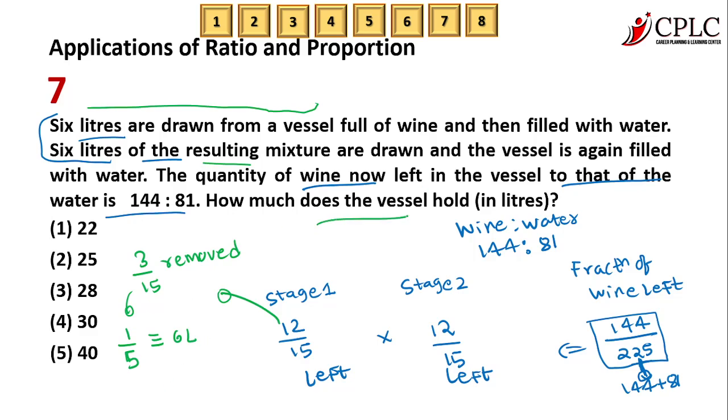They are asking how much does the vessel hold. So the vessel's capacity is 1. So 1 is how much? 5 goes there. I think 30 liters, which is answer option 4 for question number 7. Wine left formula, but reverse application of the wine left formula. 12 by 15 is left, so 3 by 15 is removed, which for them is 6 liters, and so on and so forth.